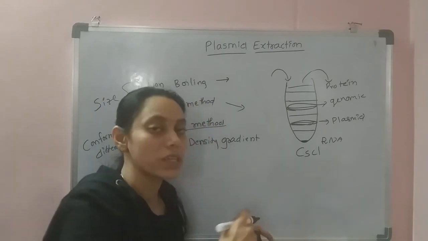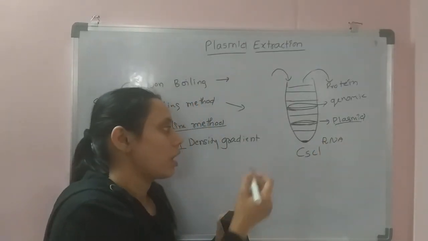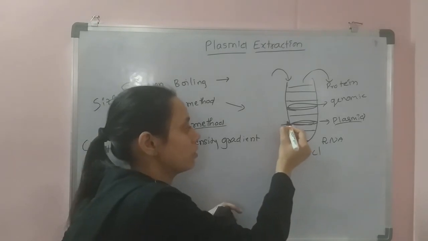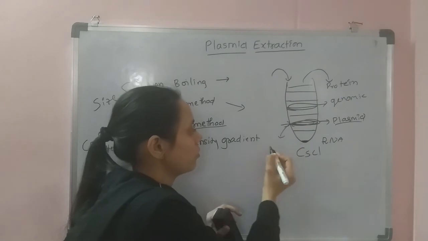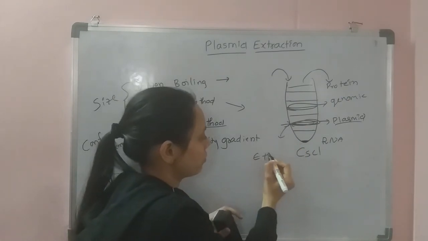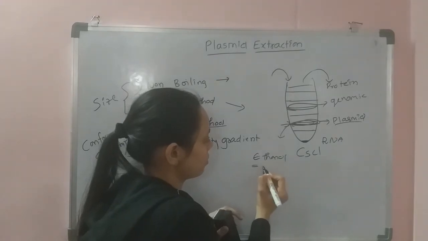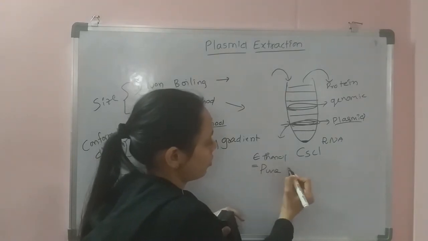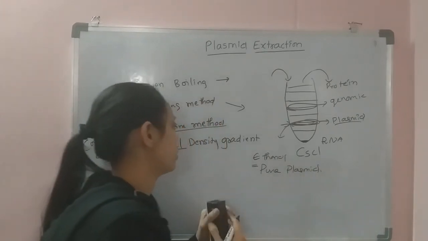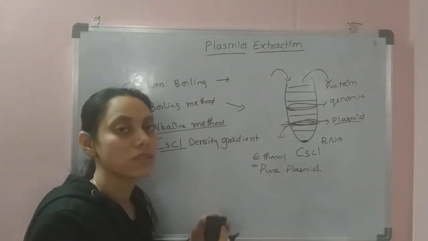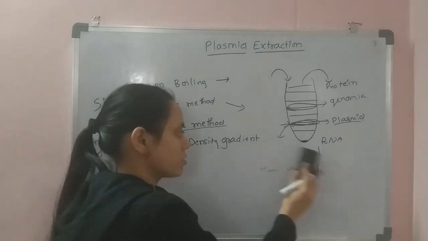Once the plasmid is separated easily, we can just puncture here to isolate this layer, then you can give ethanol treatment to get pure plasmid. So that is how the cesium chloride density gradient centrifugation will help us to isolate the plasmid.